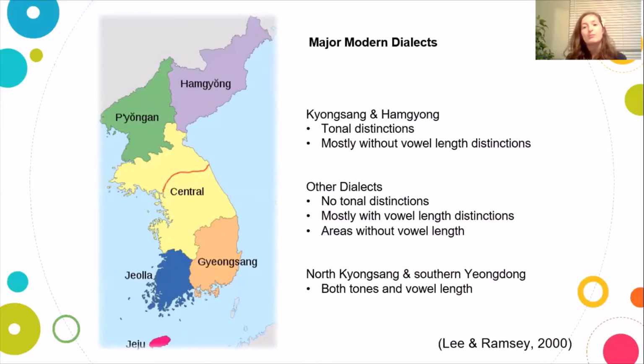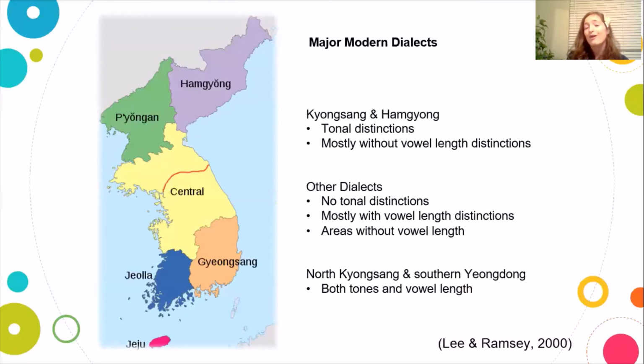There are 6 major modern dialects in Korean. In this presentation, the two that we're most concerned about are the Gyeongsang dialect and the Hamgyong dialect, one in South Korea, one in North Korea. Both of these have tonal distinctions and are, for the most part, without vowel length distinctions. Other dialects in Korea, for the most part, are without tonal distinctions, and for the most part, they have vowel length distinctions. A notable exception is the Jeju dialect, which has neither suprasegmental. And then there are areas scattered throughout both South and North Korea who similarly have neither of the distinguishing features.